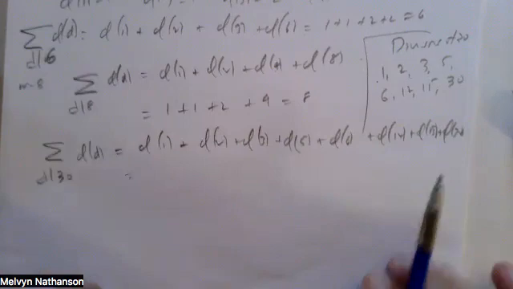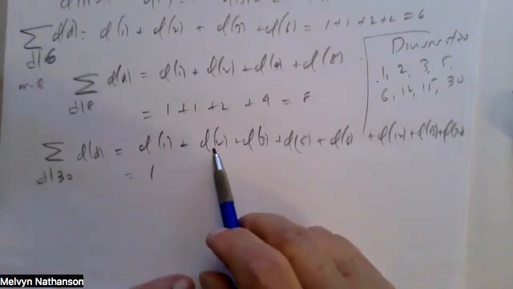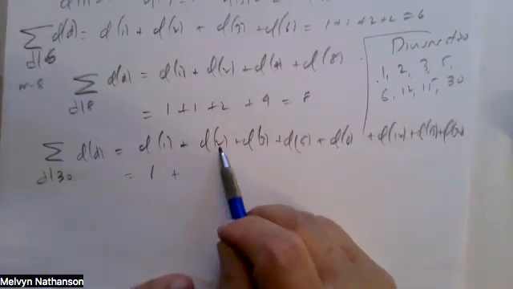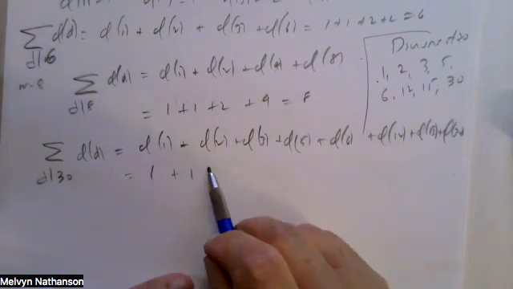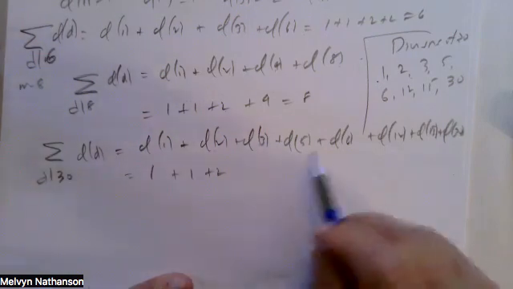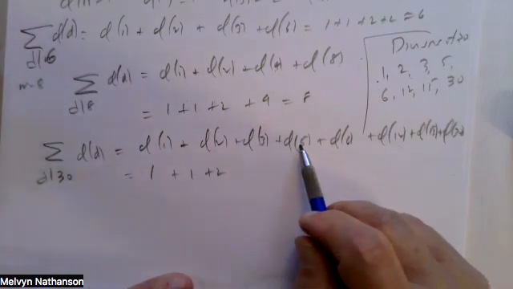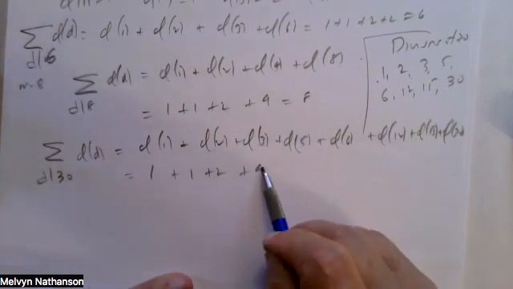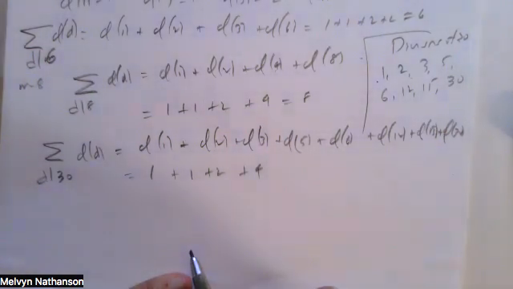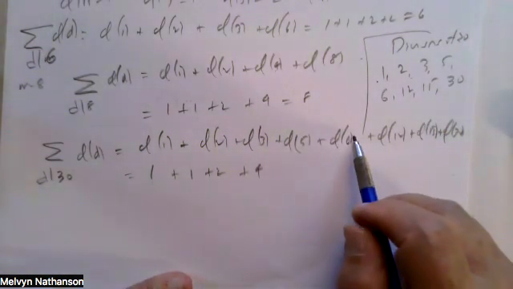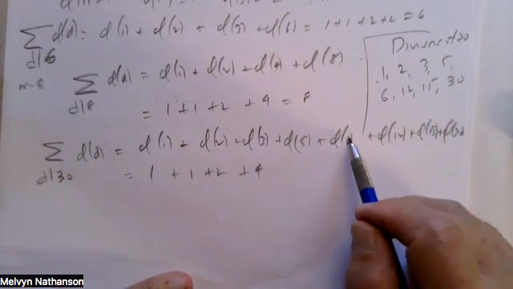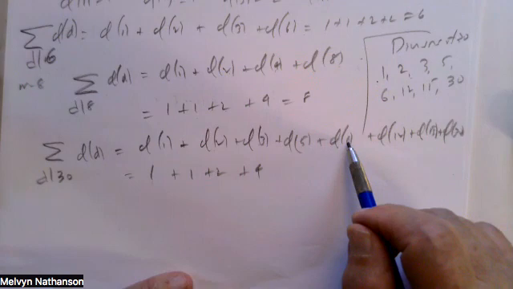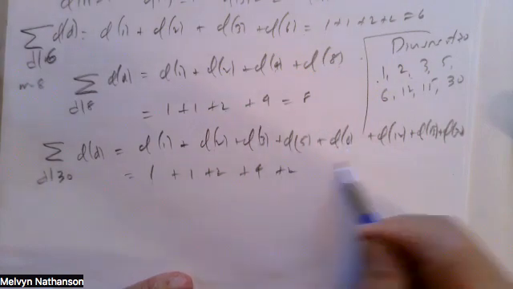So some of these are easy. Phi of 1 is 1. 2 is a prime, so phi of 2 is 2 minus 1. 3 is a prime, so phi of 3 is 3 minus 1. 5 is a prime, so phi of 5 is 5 minus 1, that's 4. For 6, what are the numbers relatively prime to 6, between 1 and 6? Just 1 and 5, that's just 2.